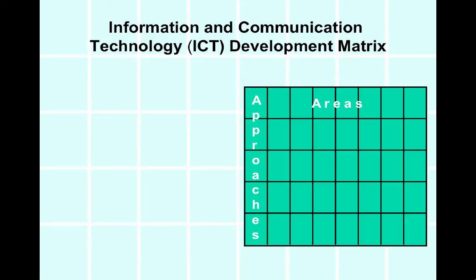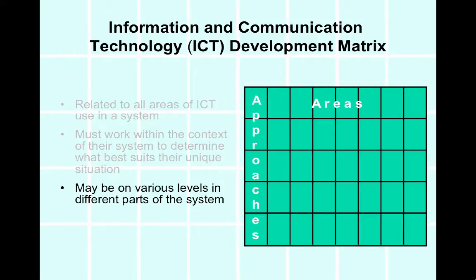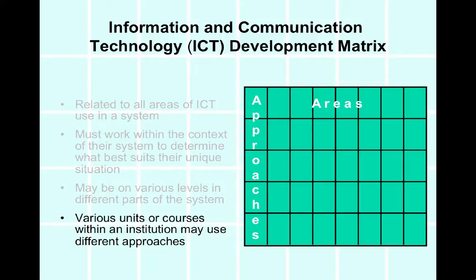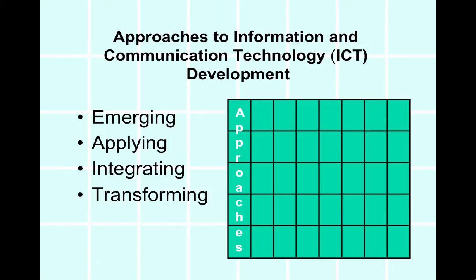The ICT matrix is related to all areas of ICT use in a system. Everyone must work within the context of their system to determine what suits their unique situation. You must realize ICT may be on various levels in different parts of the system. Various units or courses within an institution may actually use different approaches. The approaches are emerging, applying, integrating, and transforming, and we will go through each of these.